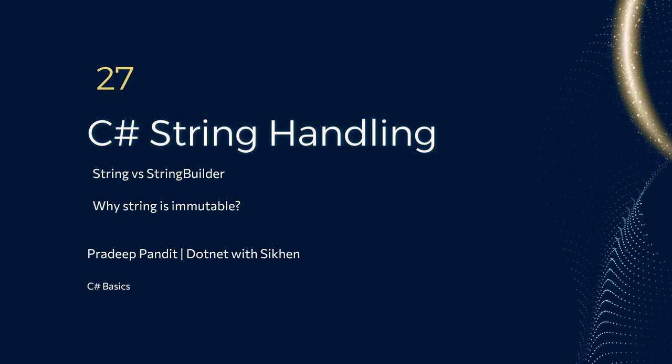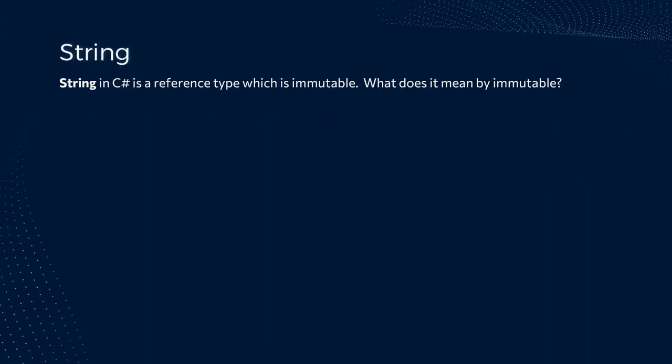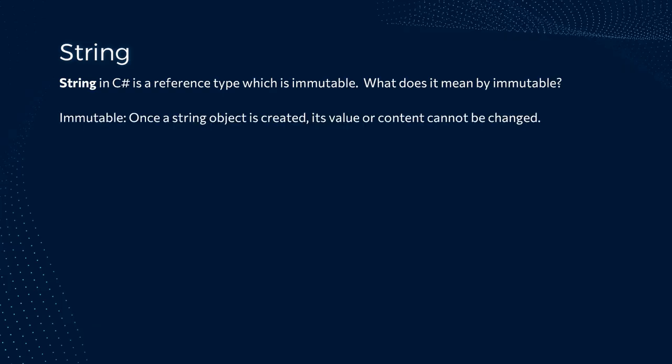Today we will be mostly discussing string and StringBuilder, the differences between them, and also why string is immutable. So let's get started. String. Now what is it? String in C# is a reference type which is immutable. Now what is meant by immutable? Immutable means once a string object is created, its value or content cannot be changed.